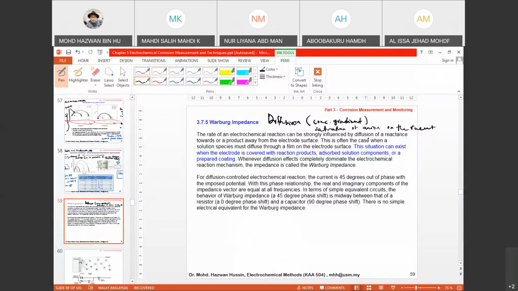Good. Saturation of anion on the vacant surface of working electrodes. So as I said earlier, Warburg impedance happens if you have a reaction product. This is actually due to the formation of metal oxide, or adsorbed solution component. This is actually the thing that we discussed just now, saturation of anions, and also prepared coatings.